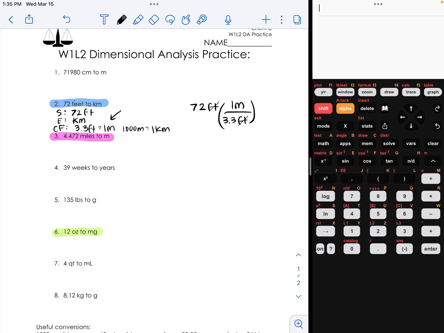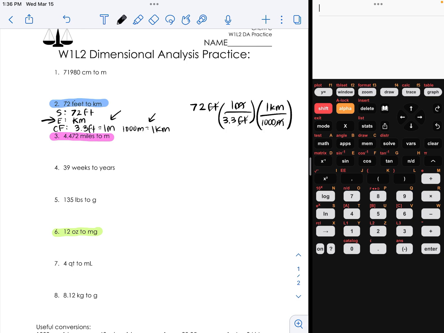Now I need to go from meters to kilometers, so I'm going to use my second conversion factor. Meters is on top, so in this next conversion factor, I need my 1,000 meters on bottom and my 1 kilometer on top. Now I'm in kilometers. That's my only unit left. All my other ones have canceled out, so I know I'm done because that was my ending goal, was to get to kilometers. Now I just have to type it in.